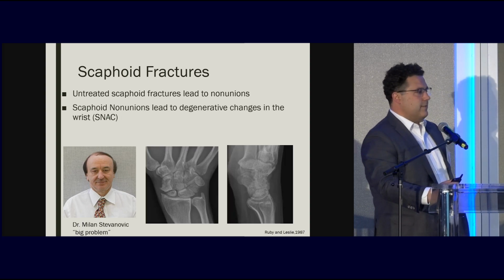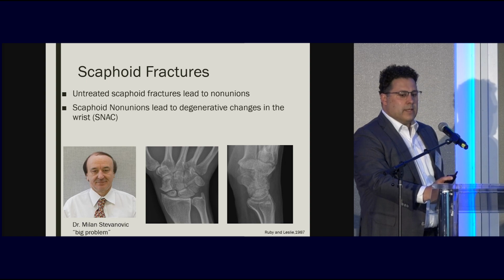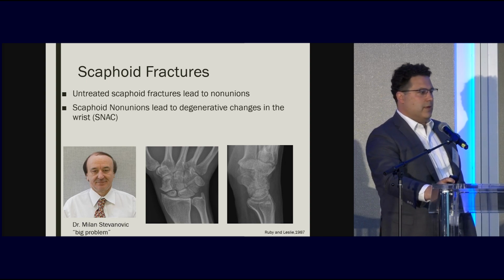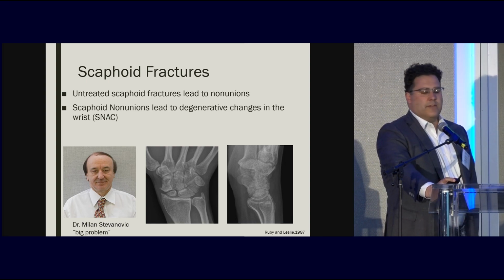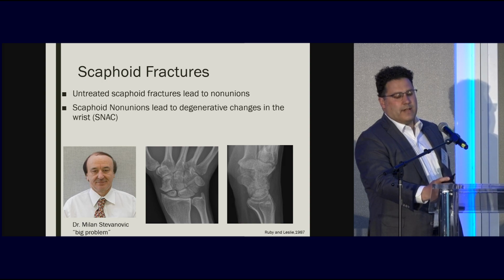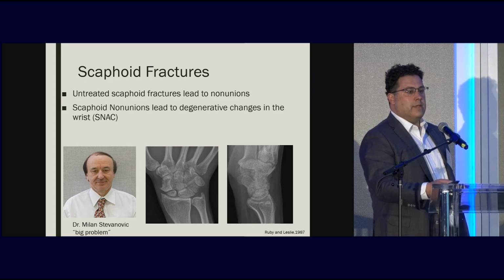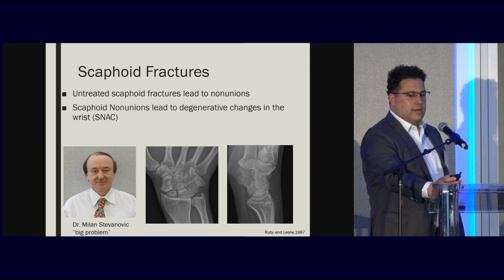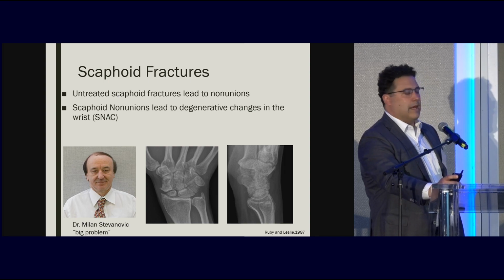So you can see here, this is an example that I just recently saw in clinic. This is a 32-year-old gentleman that hurt his wrist 3 years ago, never sought treatment, and then showed up in my clinic with this proximal pole non-union. You can see that he has arthritic changes in the scaphoid, in the radial styloid, and he has a DISI deformity on the lateral view.